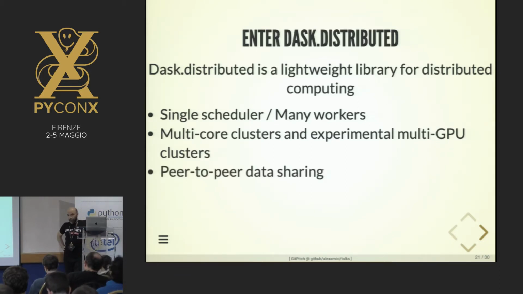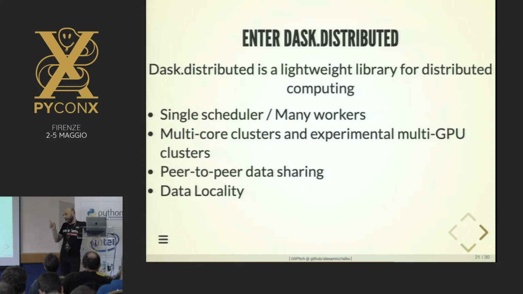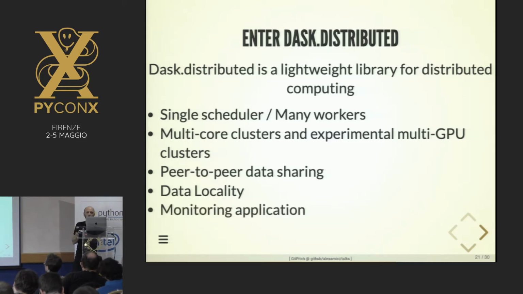There's peer-to-peer data sharing. This means that the workers can transfer data between one another. The central node, the scheduler, is only for keeping track of what's happening, not for storing data. There's data locality, so the scheduler knows that it needs to ship a certain piece of work to the node that has that data. So it's quite efficient from that point of view. And there are monitoring applications, again for distributed, which is very nice.